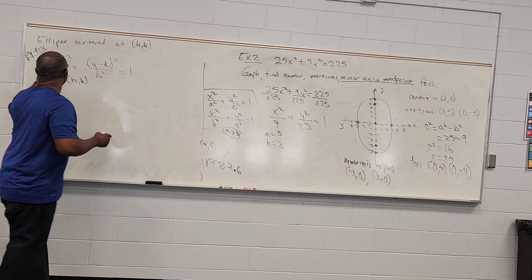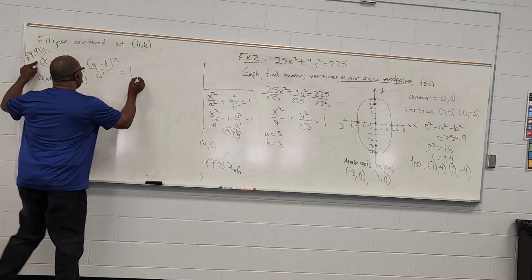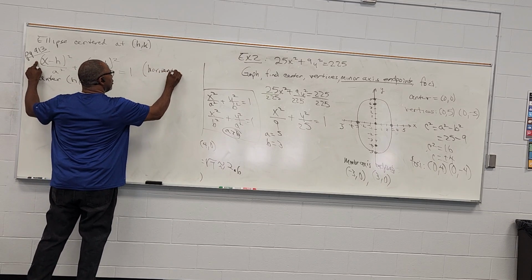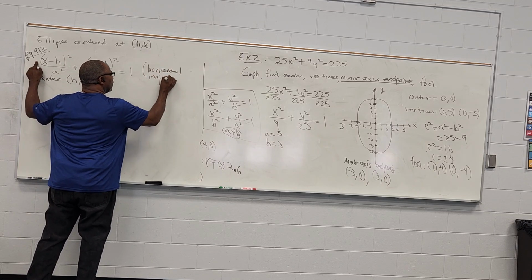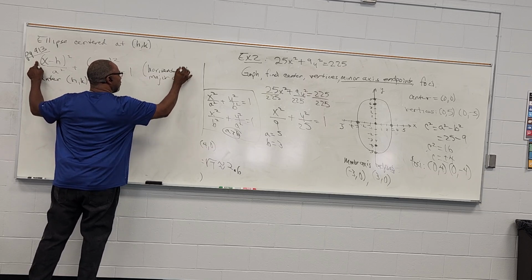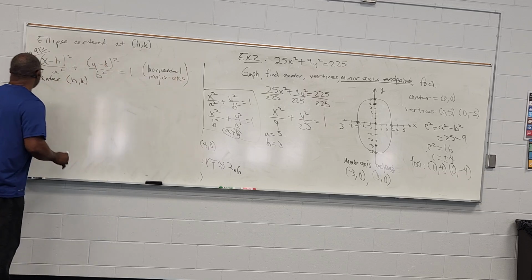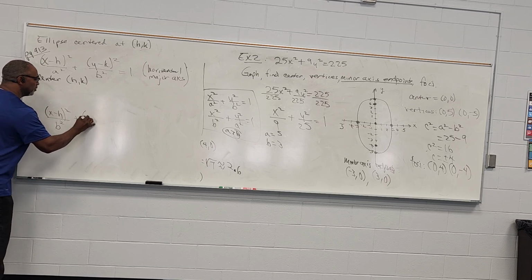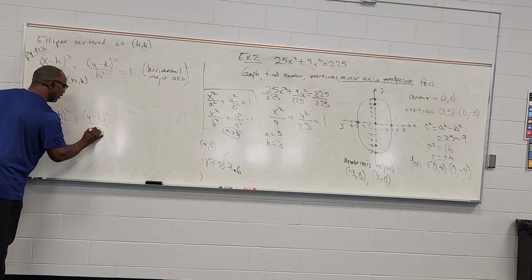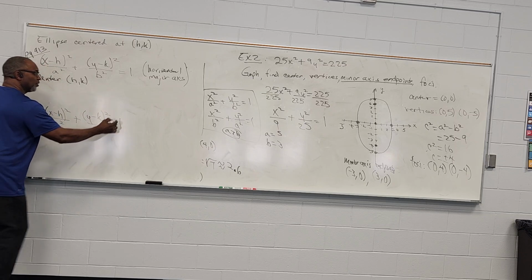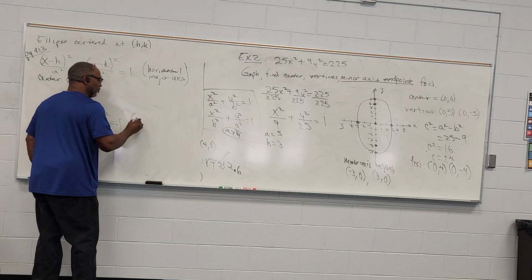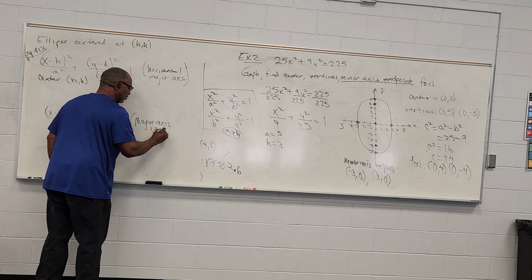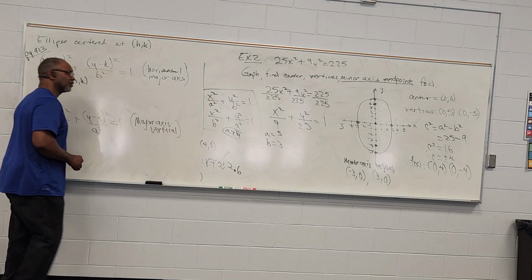So when you've got an ellipse centered at H comma K, and again, this is the one where you have a horizontal major axis, it's just like before. Okay, and then we're going to look at the second case where we have X minus H squared over B squared plus Y minus K squared over A squared equals 1. So this is going to be major axis vertical. Those are the two situations that we have with these ellipses.